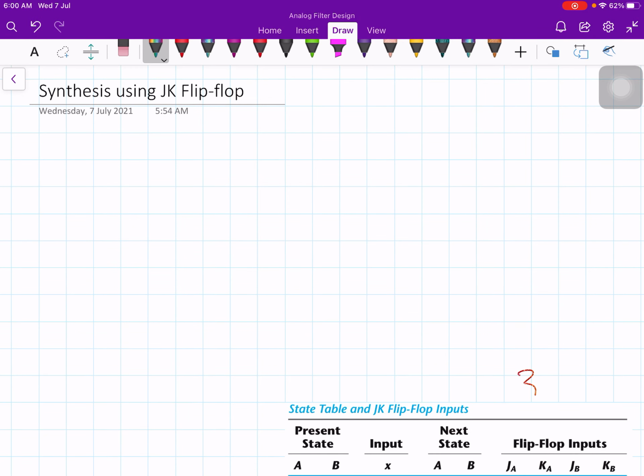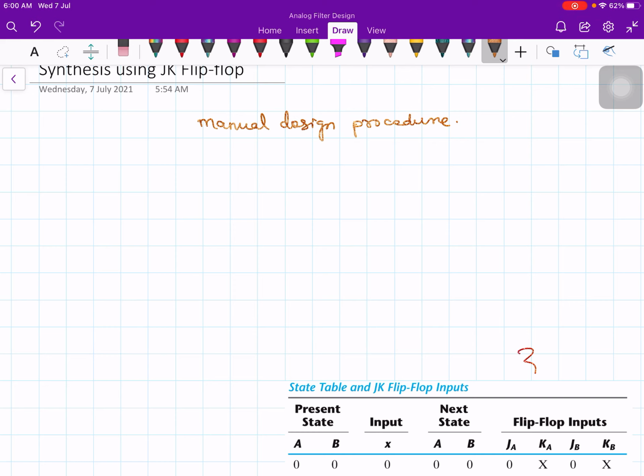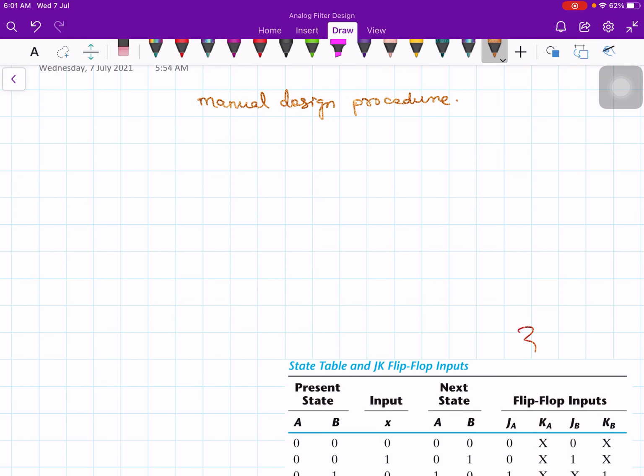In this lecture, let us discuss the design of sequential circuits using JK flip-flops. We were discussing the manual synthesis procedure, or manual design procedure. We are not using logic synthesis tools. Therefore, the manual synthesis procedure for sequential circuits with JK flip-flops is the same as with D flip-flops. But the only problem is you cannot get the input equations for the flip-flops directly from the state table, right? So, for input equations, the input equations must be evaluated from the present state to the next state transition.